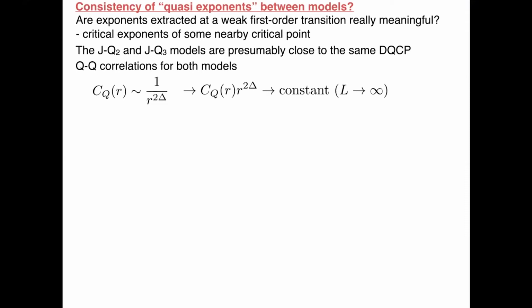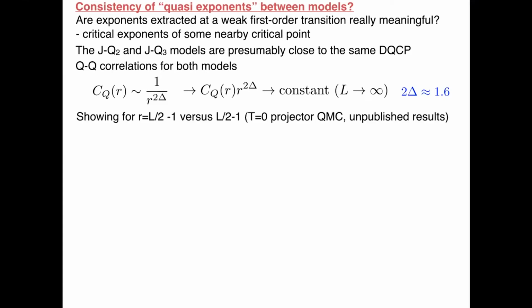I will take my correlation function and multiply it by the best power of the distance, so that it should go to a constant. Sorry, I'm really not very good with this microphone. Yeah, so that will be a nice way to plot it. And again, this 2 delta from before should be around 1.6.